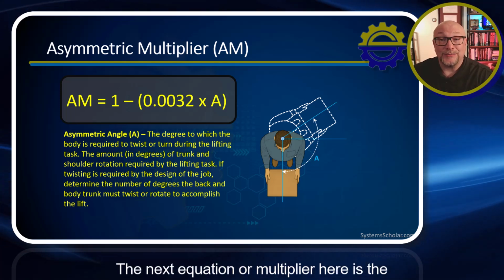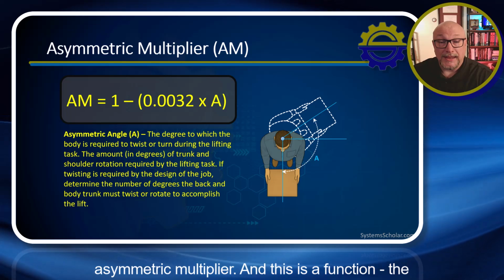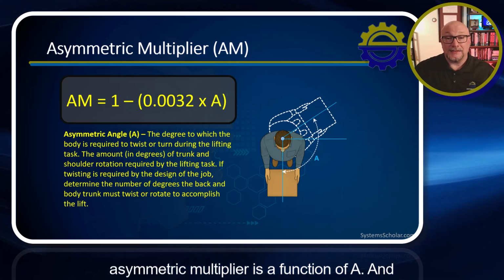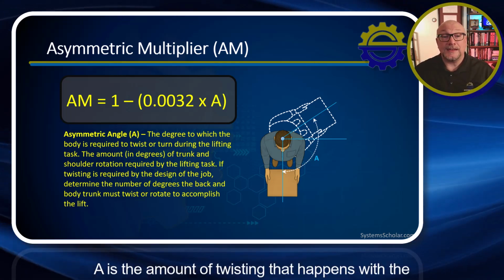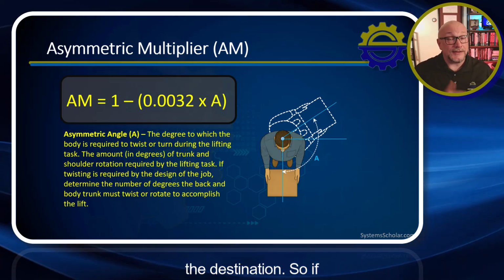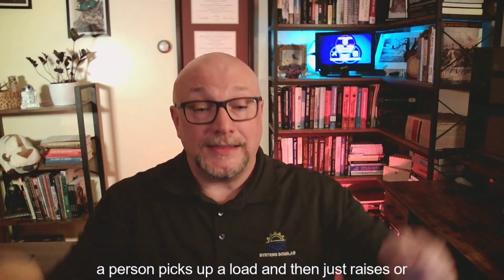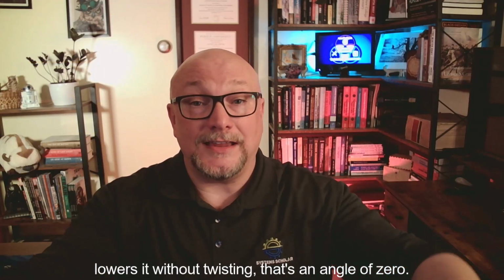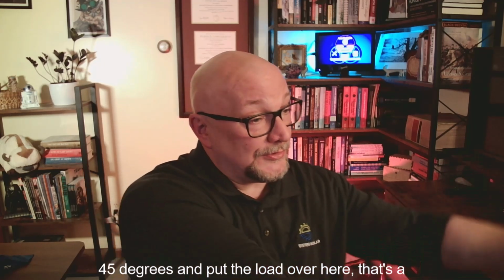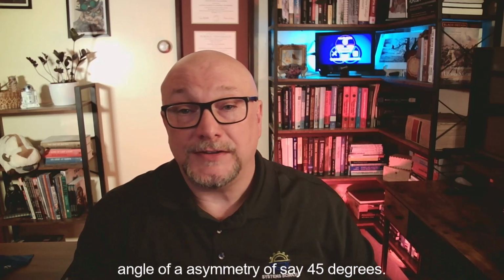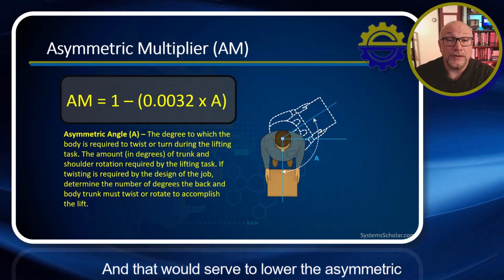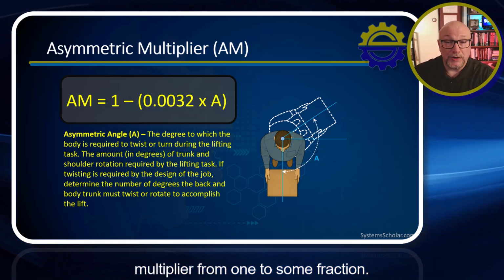The next equation or multiplier here is the asymmetric multiplier. The asymmetric multiplier is a function of A. And again, the A is the amount of twisting that happens with the torso from the origin of the lift to the destination of the lift. So if a person picks up a load and then just raises or lowers it without twisting, that's an angle of 0. But if they do any type of turning, if they turn, say, 45 degrees and put the load over here, that's an angle of asymmetry of, say, 45 degrees. And that would serve to lower the asymmetric multiplier from 1 to some fraction.